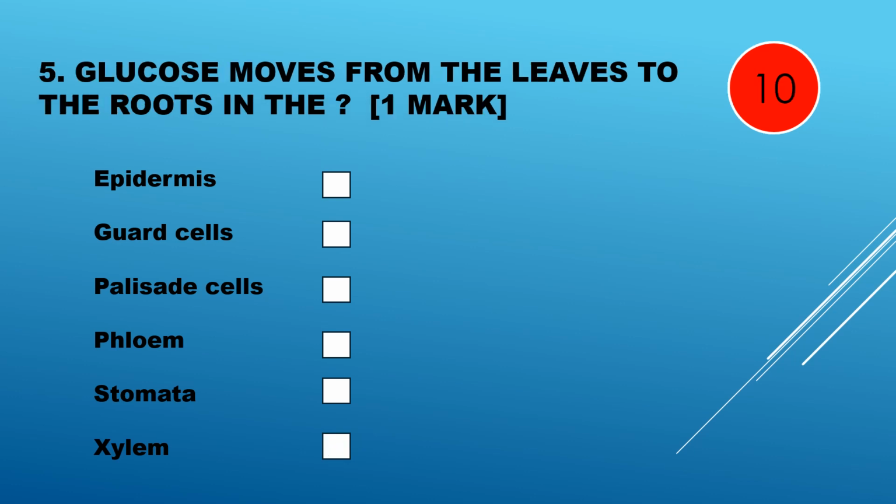Question 5. Glucose moves from the leaves to the roots in the epidermis, guard cell, palisade cell, phloem, stomata, or xylem. So glucose moves up and down the plants from leaves to the roots in the phloem.